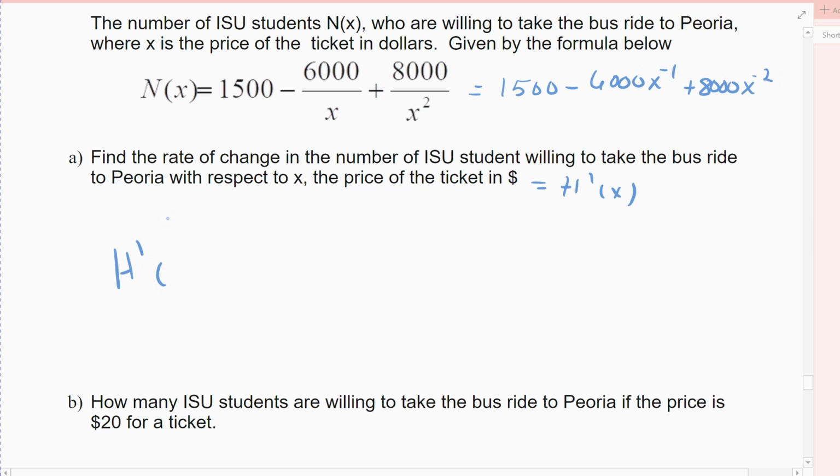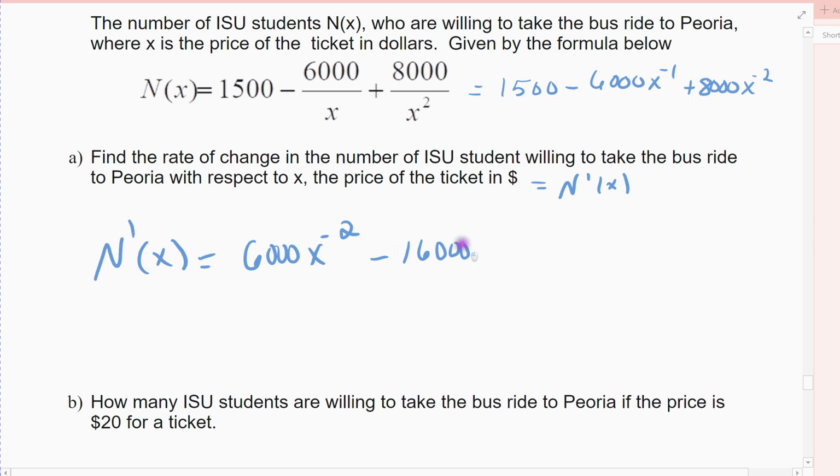Oops, I don't know why I used h. I used h because that was the last problem. N prime of x is what I'm looking for: change in number of students per ticket price. So the 1,500 will zero out. Use my power rule, so that's going to become a positive 6,000 x to the negative 2, and that's going to become a negative 16,000 x to the negative 3. And so there's the derivative.